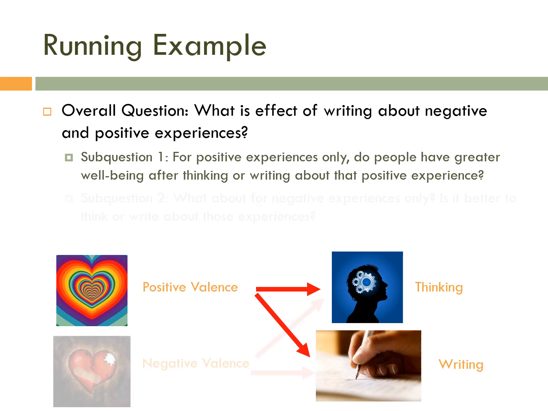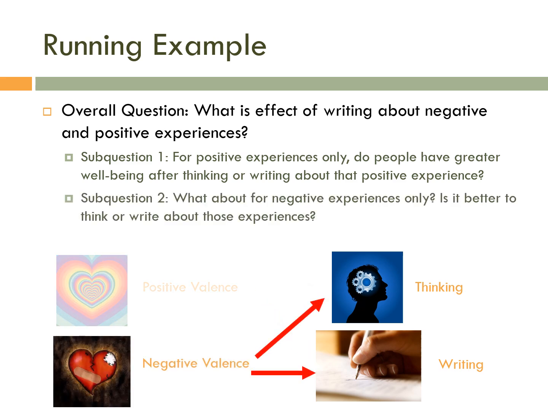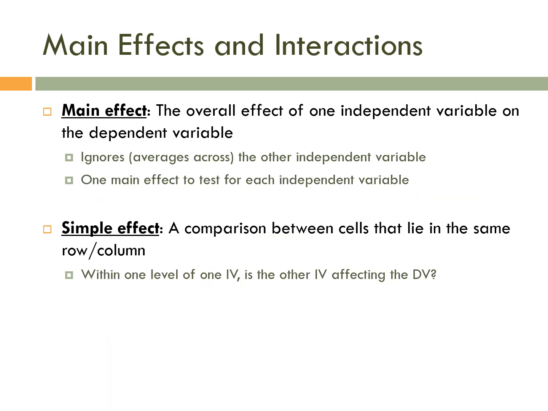We might also have a sub-question that's the other way around: what about the same thing for a negative valence, where we want to know, does the mode of processing matter when we're thinking about only negative valence? You see here how we are looking at the effect of the independent variable mode of processing on the dependent variable, but we're switching the level of the second independent variable. We are looking at the effect of one IV on the DV at only a single level of the other IV. This is what's called a simple effect.